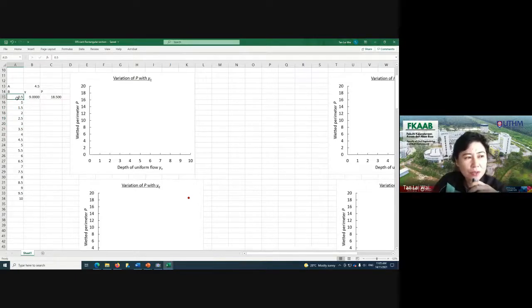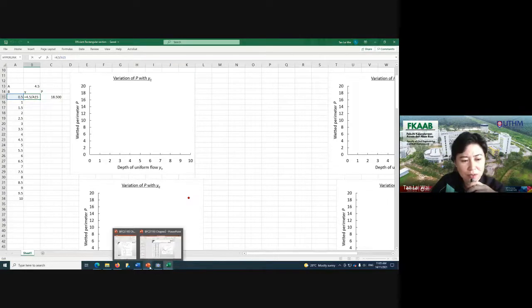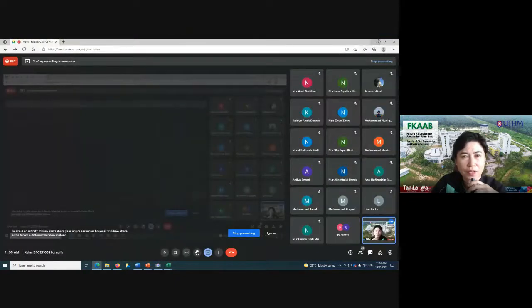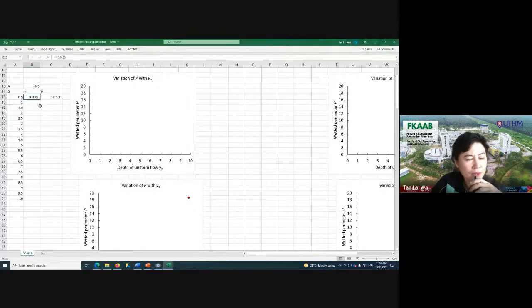Now if I have 0.5 meter, to make sure that the flow area stays constant at 4.5, what I have to do is my area divided by my channel's width. That will give me the depth of flow, and with the channel's width and depth, I can find my wetted perimeter. So my wetted perimeter will be 18.5.